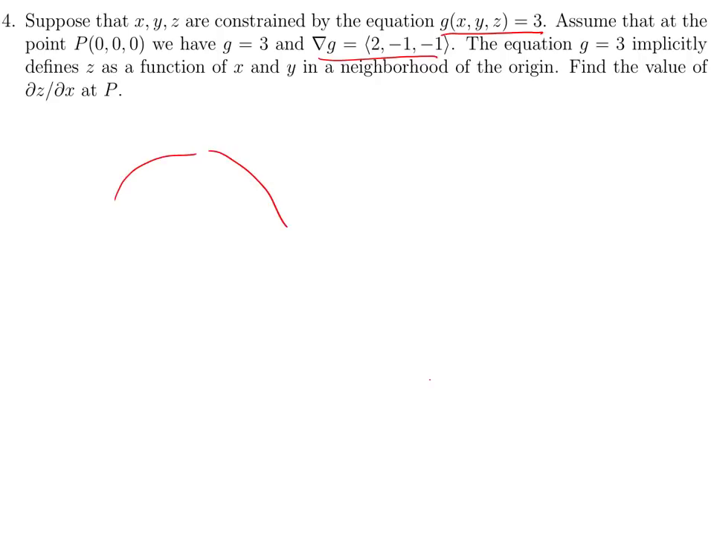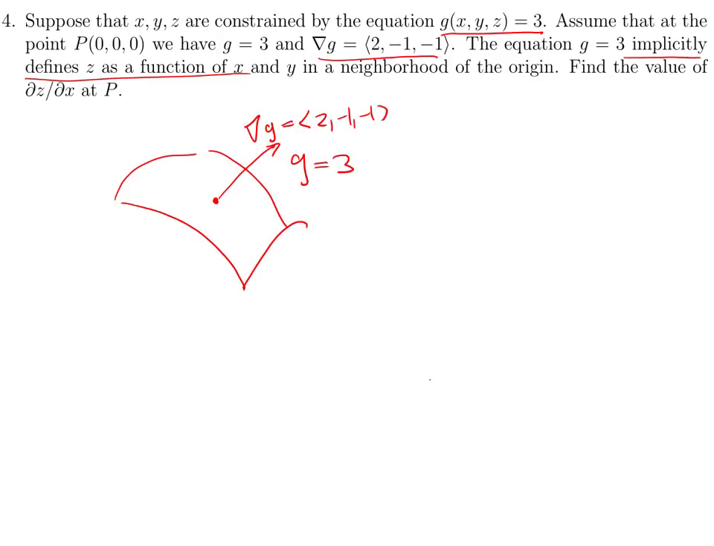So implicitly, g equals 3, this is a level set. This defines a surface in R3. We're told that the origin is on the surface, and we're told that the gradient, which is a normal vector to the surface at this point, is (2, -1, -1). And using this information, we're asked to find what's partial z partial x. Since, given one equation and 3 variables, this implicitly defines z as a function of x and y. Right? If I fix values of x and y in a neighborhood of the origin, it will give me a value of z. At least that's what I'm told.